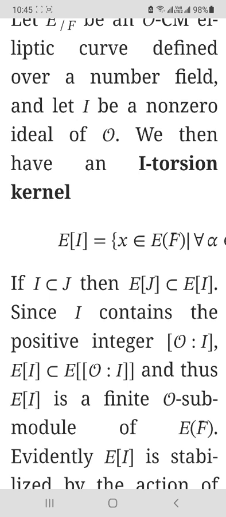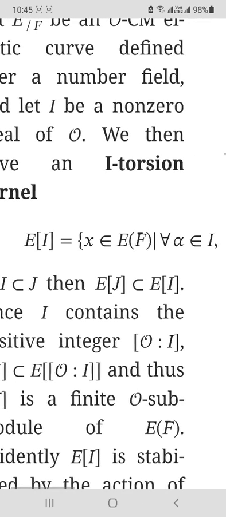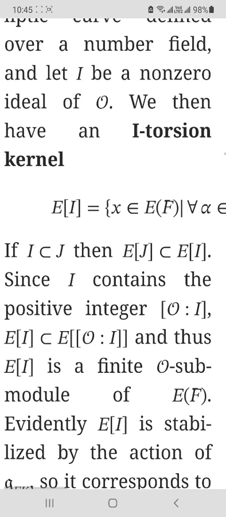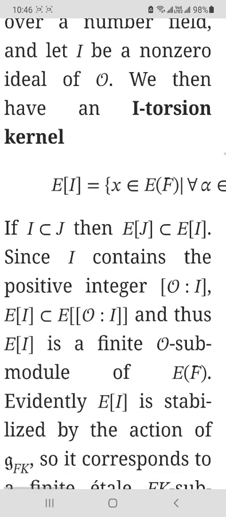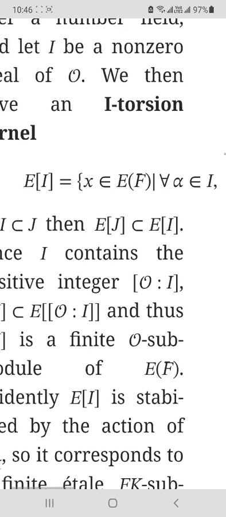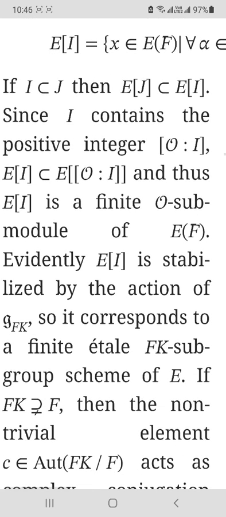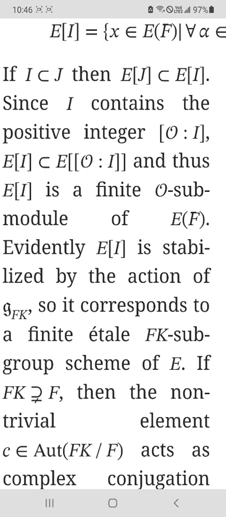And E[I] means the set of x belonging to E such that for every alpha belonging to I, alpha times x is equal to 0. So E[I] means the kernel of I. If I is contained in J, then E[J] is contained in E[I]. Since I contains the positive integer, the index of I inside O, E[I] is inside E[index of I].